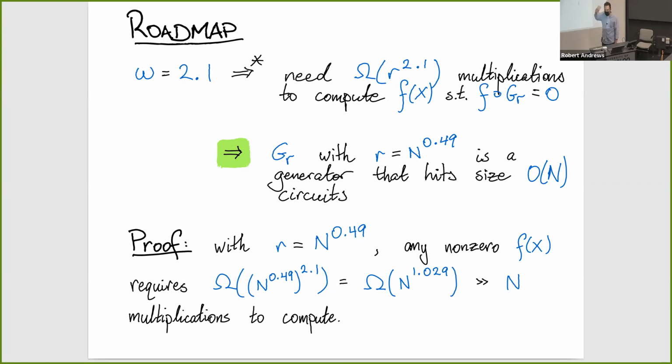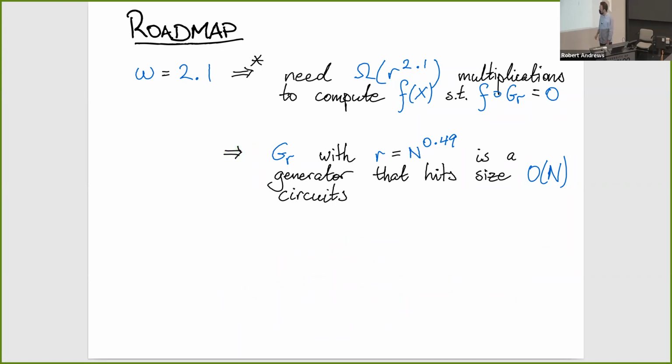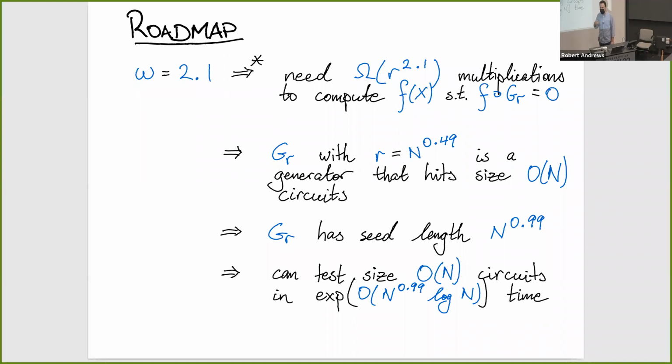Okay. So if we have that lower bound, we show that this generator hits small circuits. And now you look and you say, this has seed length n to the 0.99. That's better than n. And now we use this general recipe that turns a generator into a PIT algorithm. And we get something that runs in time exponential in like n to the 0.99 times log n. All right, so this is the outline of the proof.